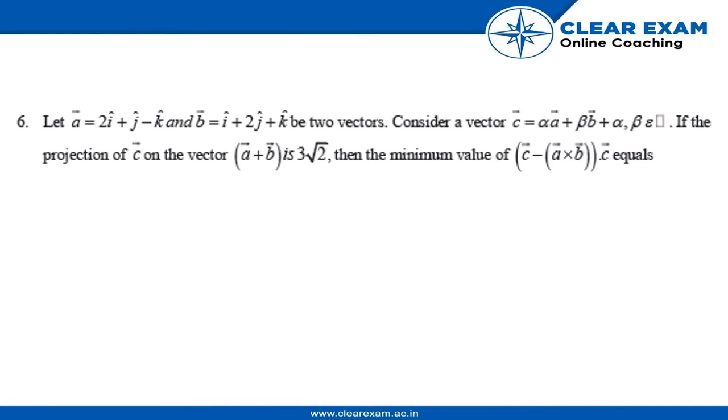Hello everyone, so the question says vector A is equal to 2i cap plus j cap minus k cap, and vector B is equal to i cap plus 2j cap plus k cap. So consider a vector C equal to alpha times vector A plus beta times vector B, where alpha and beta are scalars. If the projection of C on the vector A plus B is 3√2, then find the minimum value of (C minus (A cross B)) dot C.